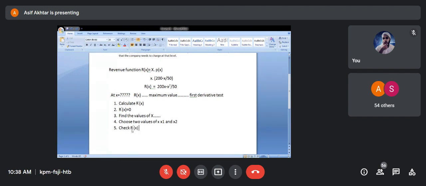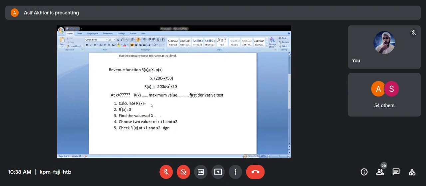Check R dash x at x1 and at x2. What we need to check here? We need to check the sign, and then we conclude whether we have the maximum or the minimum. So this is the revenue function. We have to take the first derivative of this revenue function.